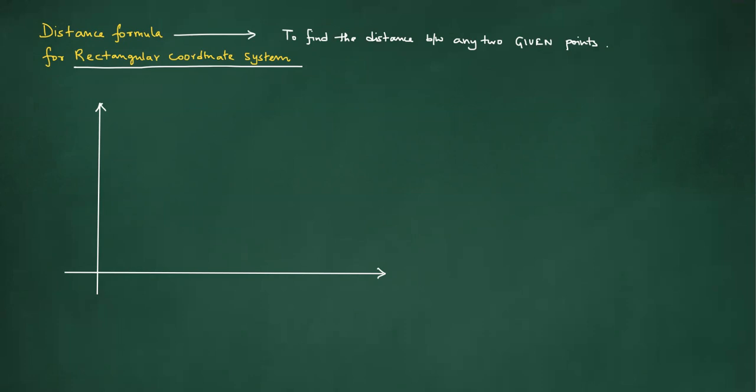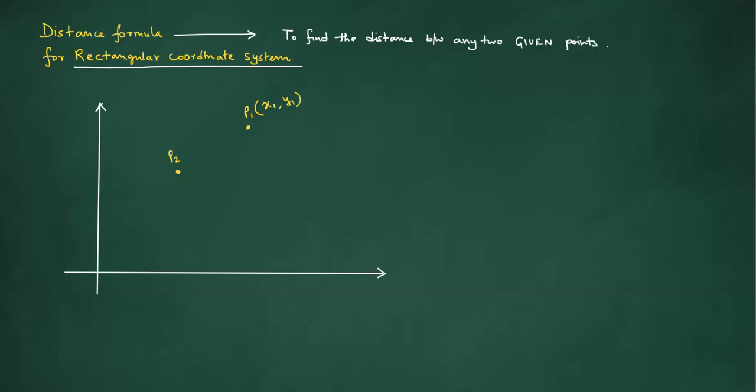derive the distance formula, assuming that the two points are in the first quadrant itself. So let's assume two points, first of all. The first point is over here, let's say. Let's say one is P1, another one is P2. We are going to assume the coordinates of P1 and P2. Let's say the coordinates of P1 is x1 comma y1.